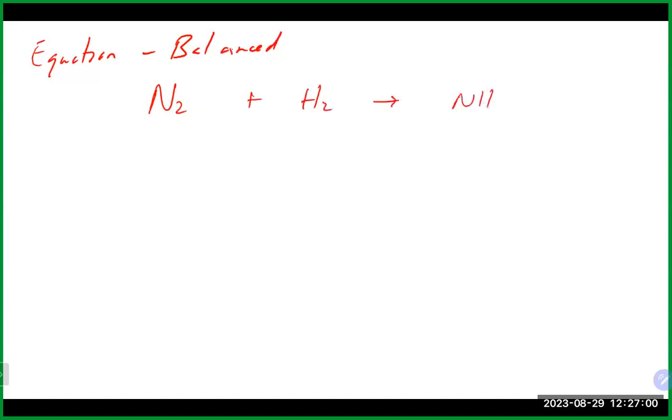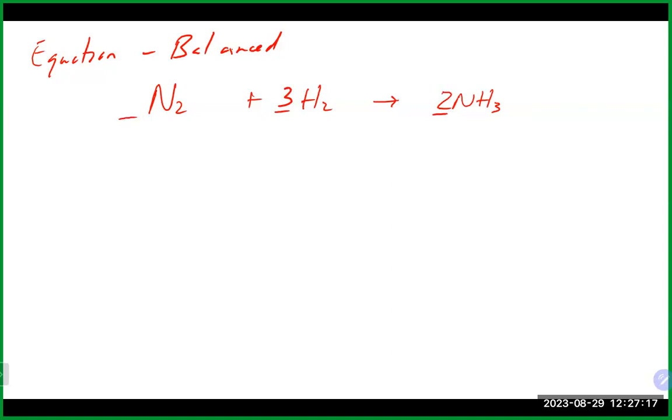Clearly, when we deal with equations, they do need to be balanced, right? And when we balance an equation, we only change the coefficients. So in this particular case, we need to make sure we have the same number of each of these elements on each side. So in this case, it looks like we might need a 2 there and maybe a 3 there. So we should only change the coefficients in a balanced equation.